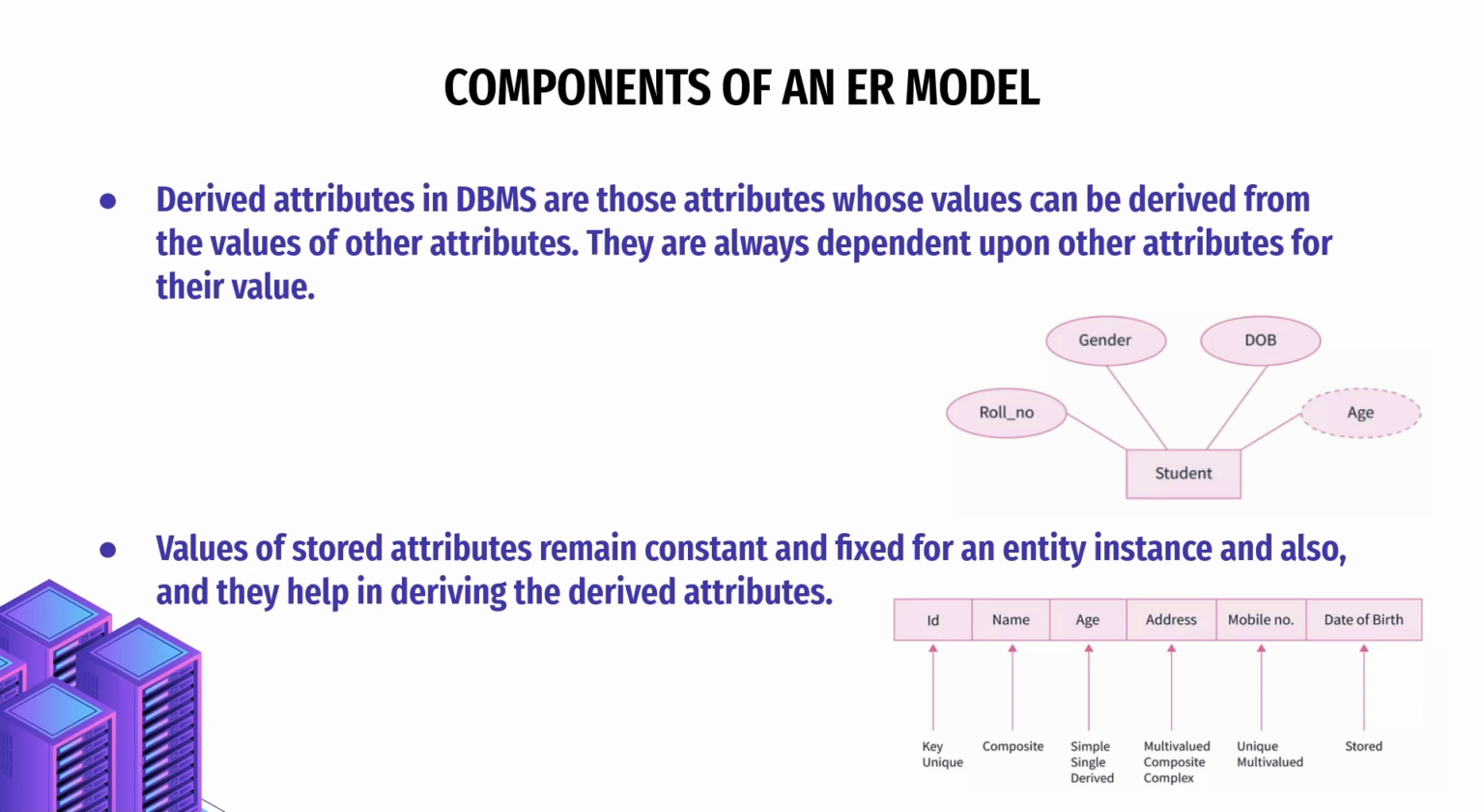Derived attributes are those attributes whose values can be derived from the values of other attributes. They are always dependent upon other attributes for their values. For example, in the student entity, there is an attribute namely age. The age of a student can be derived from the date of birth. So, date of birth is said to be the stored attribute and age is said to be the derived attribute. Values of stored attributes remain constant and fixed for an entity instance, and also they help in deriving the derived attributes.